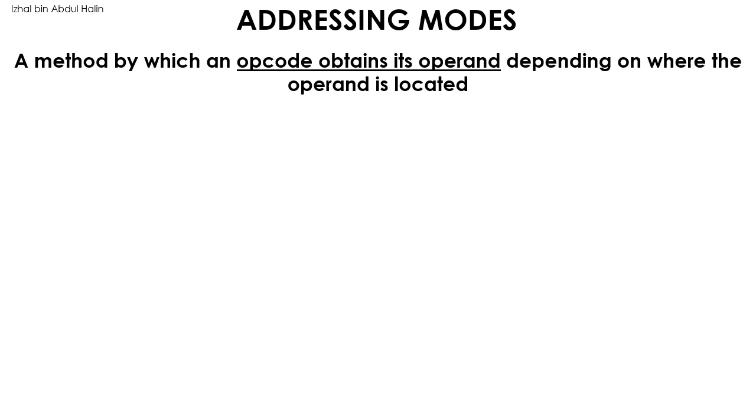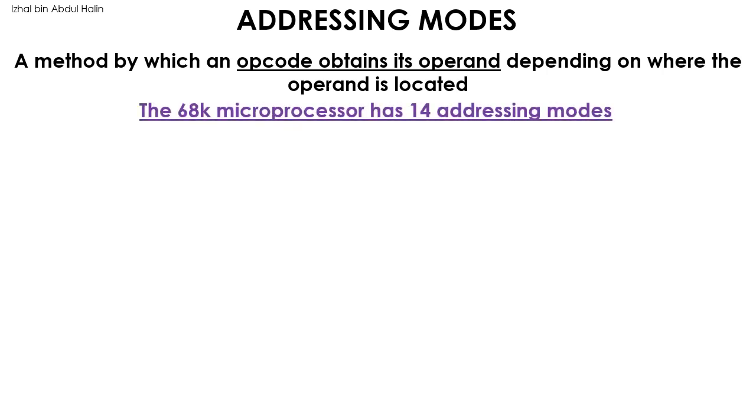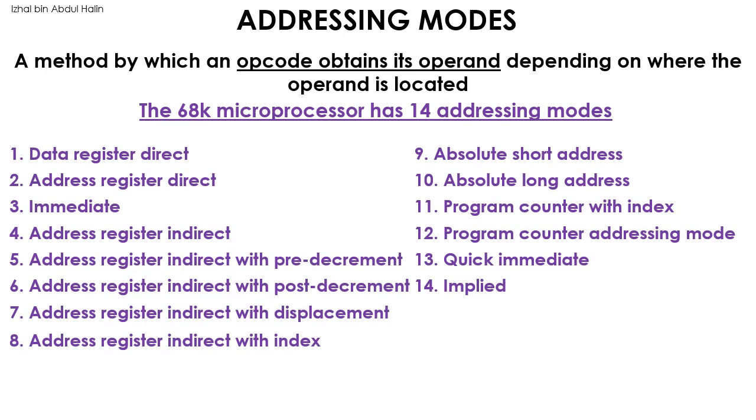The 68K microprocessor has 14 addressing modes listed here. Pause the video if you need to copy them down. In parts 2, 3, and 4 of this video series, we are going to study all of them, except number 12. So, please stay tuned for parts 2, 3, and 4.